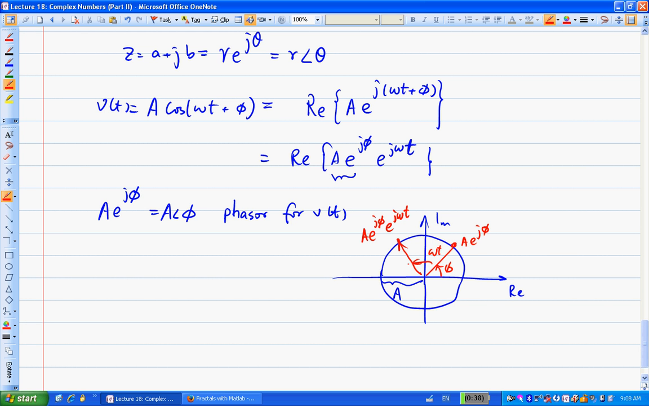Actually, go back to this one here. You can always think of this e to the power jωt as sort of a rotating factor. Whenever you multiply this e^(jωt) to something else, all it does is rotate that by an angle of ωt, by a further angle of ωt.